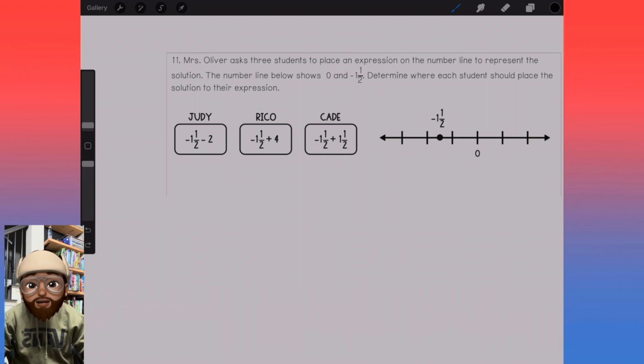Today I'll be going over an I do for adding rational numbers. This is part 2 of adding rational numbers, so we'll have a focus on fractions.